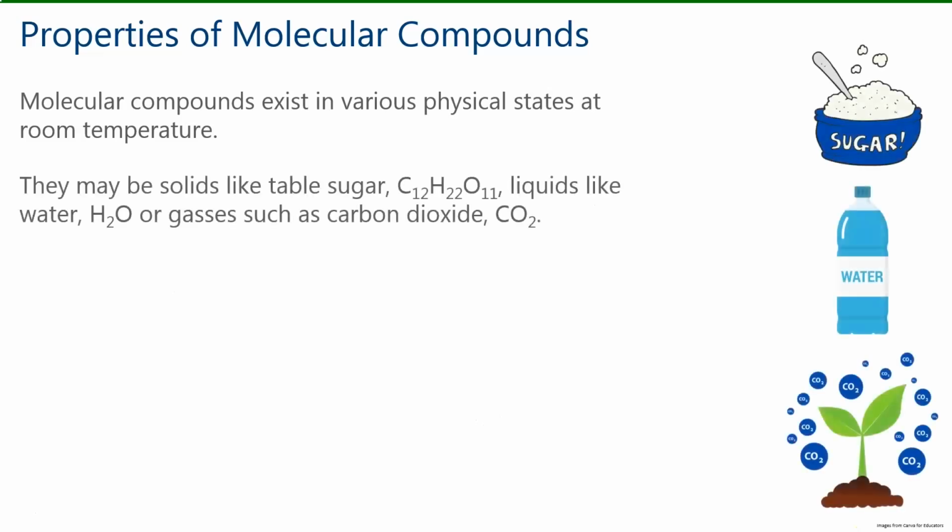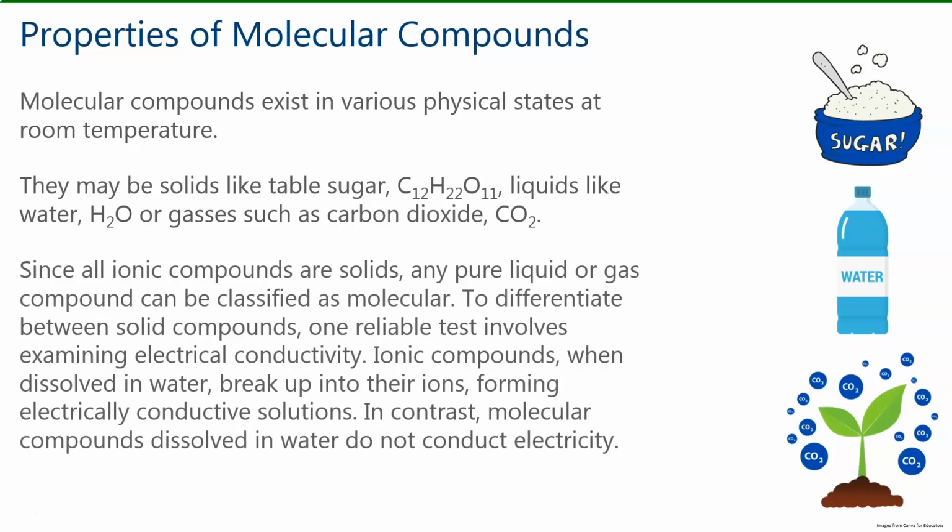Molecular compounds exist in various physical states at room temperature. They may be solids like table sugar, C12H22O11, liquids like water, H2O, or gases such as carbon dioxide, CO2. Since all ionic compounds are solids, any pure liquid or gas compound can be classified as molecular. To differentiate between solid compounds, one reliable test involves examining electrical conductivity. Ionic compounds, when dissolved in water, break up into their ions, forming electrically conductive solutions. In contrast, molecular compounds dissolved in water do not conduct electricity.